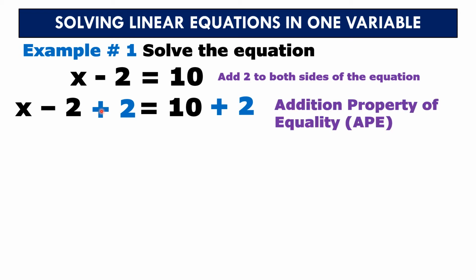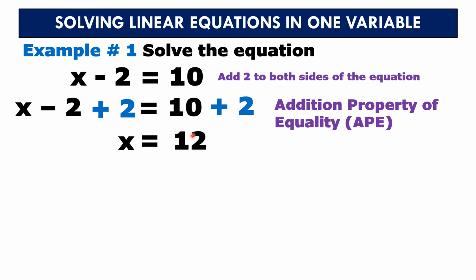Addition property of equality: adding the same number to both sides of the equation produces an equivalent equation. So meaning, para maging balance, kung anong number ang in-add mo sa right side ng equation, ganun din ang number na i-add sa left side ng equation. So x minus 2 plus 2 is equal to x kasi 0 na to, equals 10 plus 2 equals 12. So x is equal to 12.